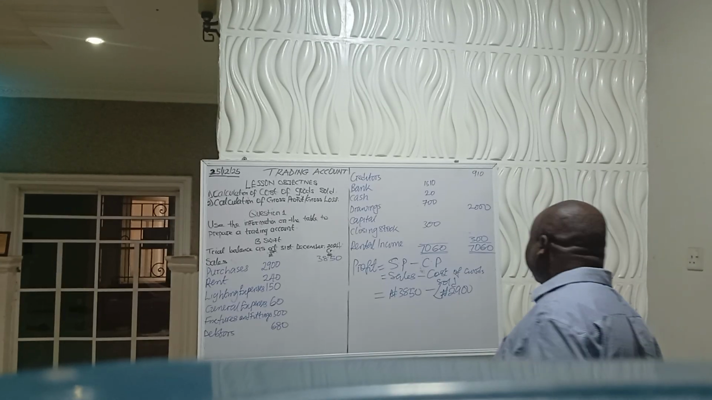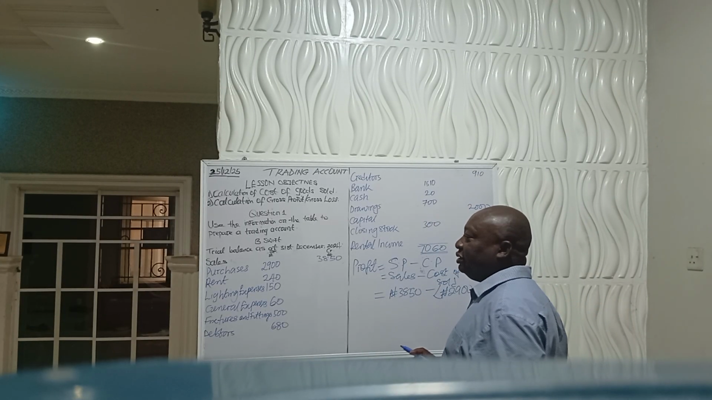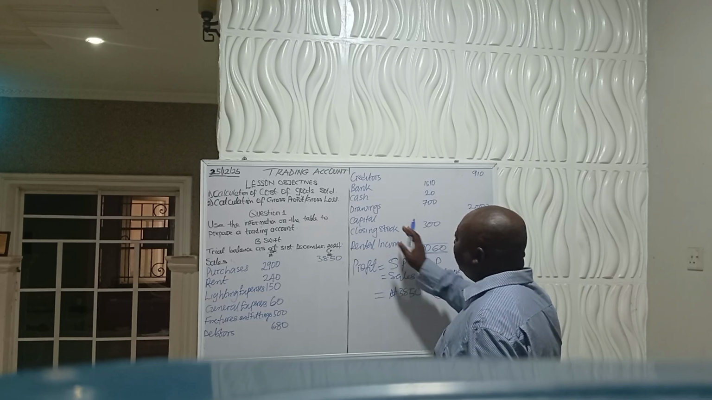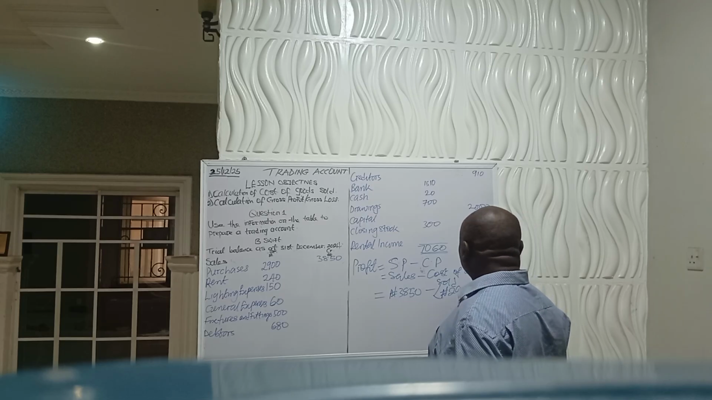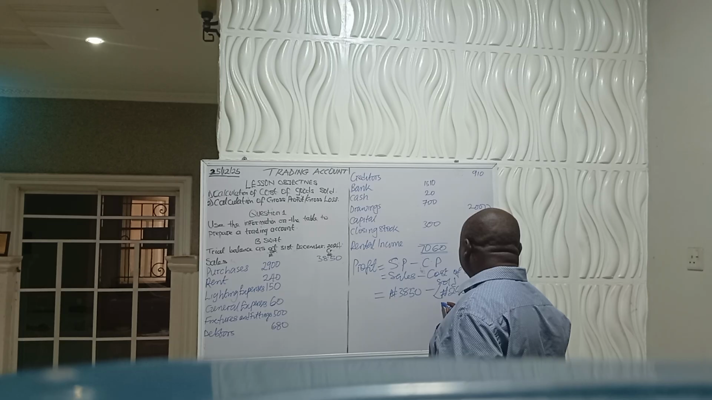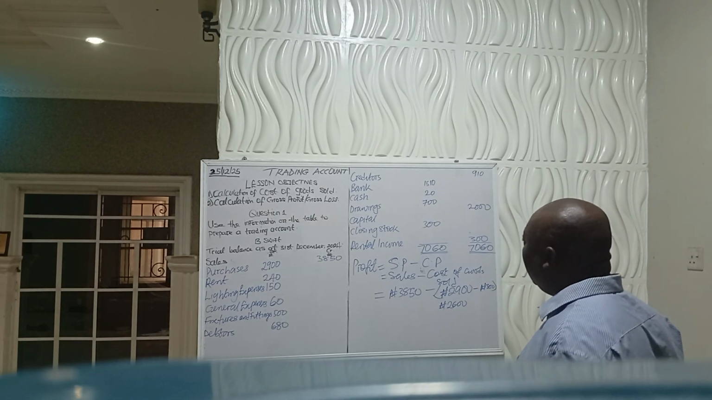So in this case now, it is going to be only the purchases. But in this question, we also have closing stock. We'll subtract closing stock from this. And closing stock is how much? 300 naira. So this minus this will give you the value for cost of goods sold, which is 2,600.